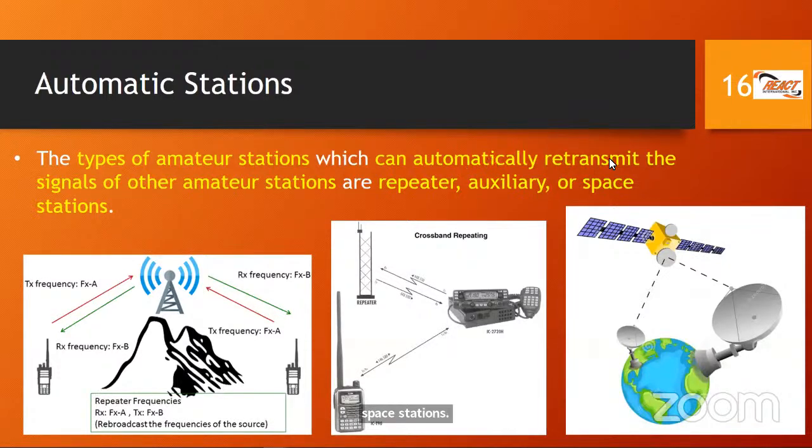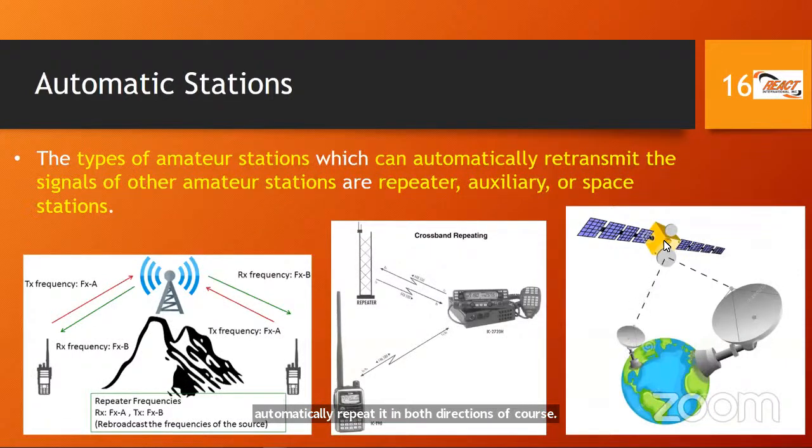We're saying that it automatically retransmits the signals. That's why it's called an automatic station. So we don't need someone to be operating the station manually, or an operator to be here. Once it gets a signal, this repeater will receive the signal and automatically rebroadcast or retransmit. This crossband repeat station, which is the auxiliary station, will also receive the signal and automatically repeat it in both directions, of course. And the space station will do the same.